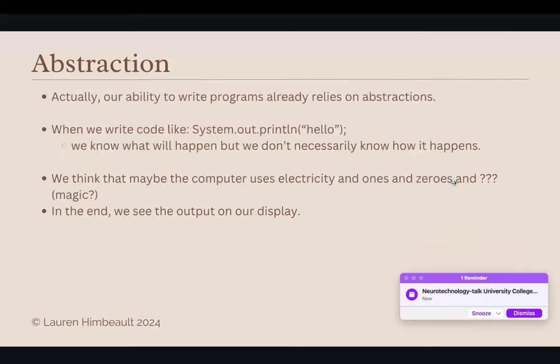Okay, so our ability to write programs in general already relies on this idea of abstractions, right? We've talked about this one already before. We've talked about how we can write code like System.out.println, and we know what will happen, but we don't actually know how it's happening. We just know that when we type that out, we're going to get something in our console. Just like we think that maybe the computer uses electricity and ones and zeros and some other magic. I don't know. Some things happen underneath the computer hood, right inside the motherboard and everywhere else in the computer parts. And at the end, we get output, right? We get output at the very end.